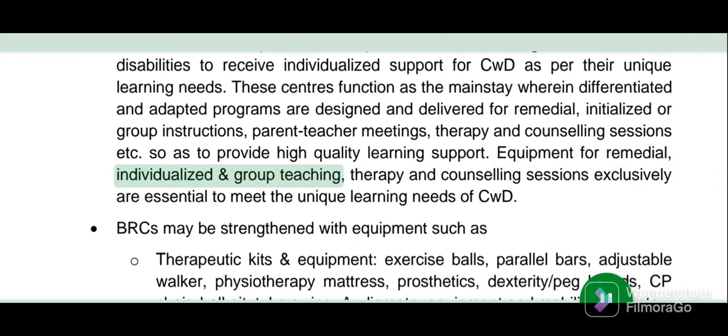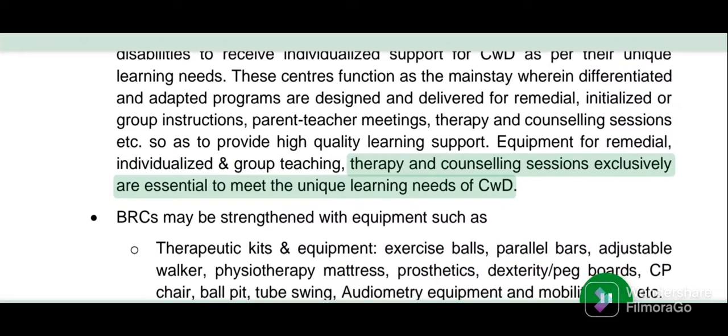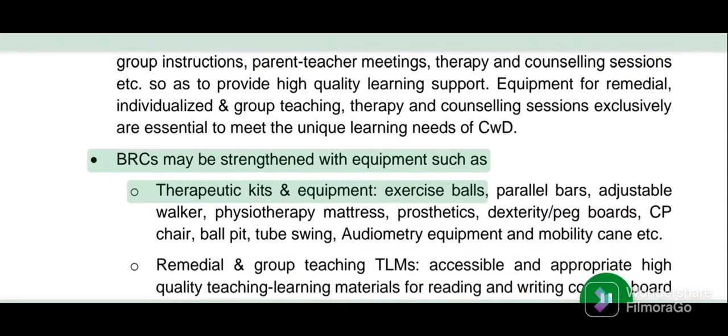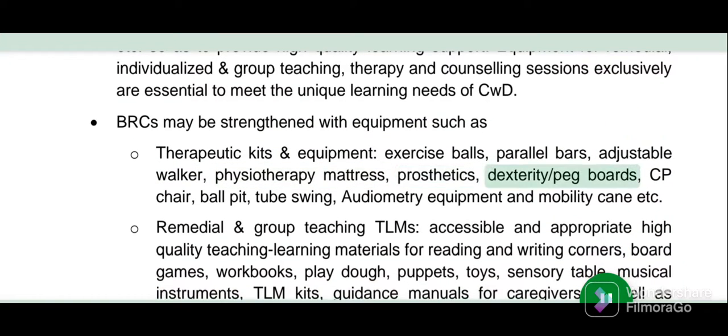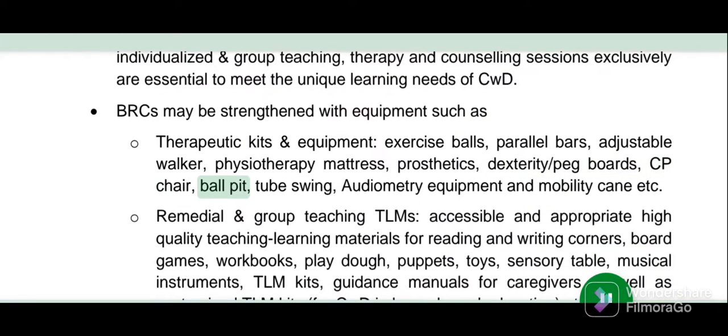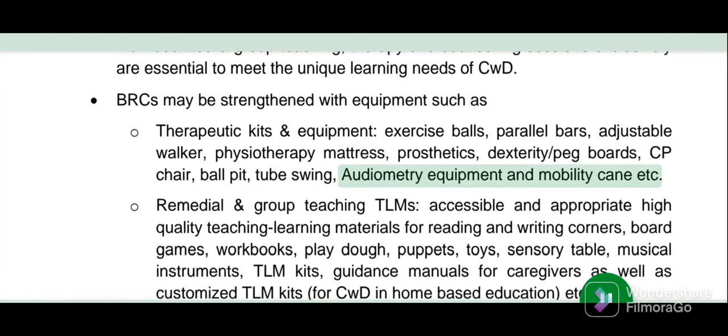Equipment for remedial, individualized and group teaching, therapy and counseling sessions is essential to meet the unique learning needs of CWD. BRCs may be strengthened with equipment such as therapeutic kits and equipment, exercise balls, parallel bars, adjustable walker, physiotherapy mattress, prosthetics, dexterity peg boards, CP chair, ball pit, tube swing, audiometry equipment and mobility cane etc.